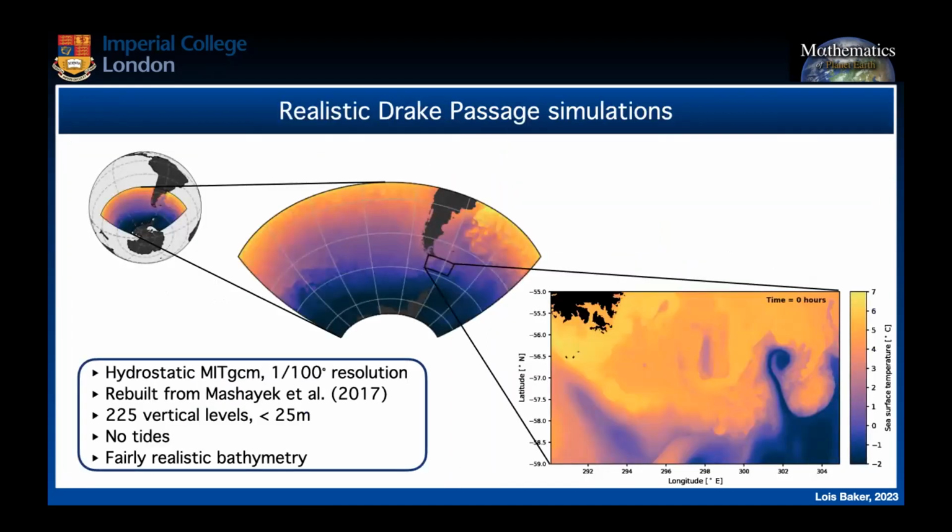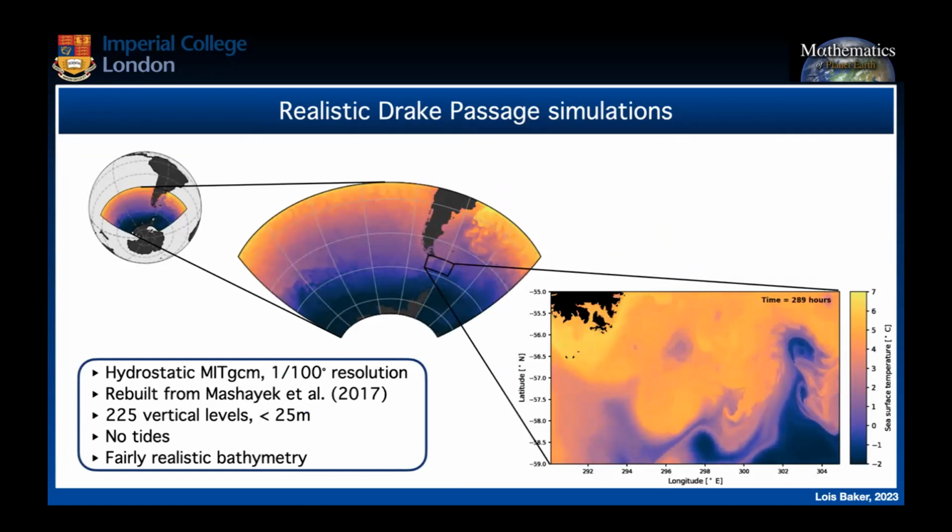So these are the simulations. This is the domain that I'll be talking about. It's nested within a larger Southern Ocean domain. It's run using hydrostatic MIT-GCM at 100th of a degree resolution, which is about 600 meters to 1,200 meters resolution.